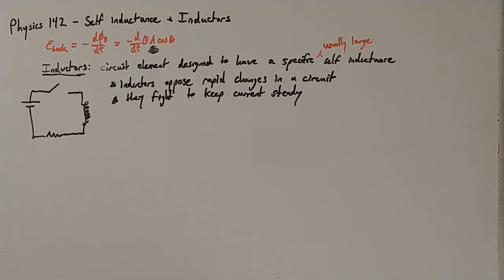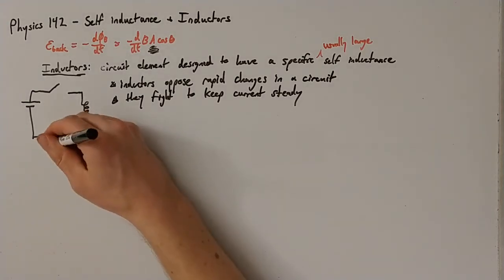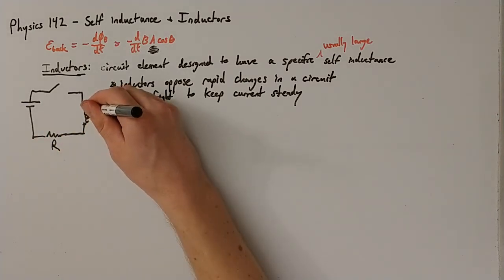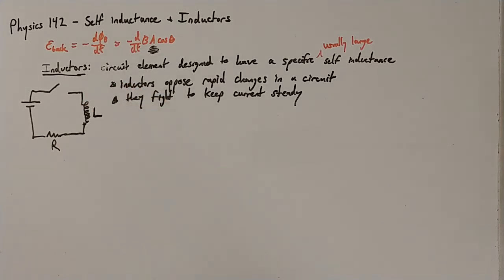The symbol for an inductor: if resistance is R, inductance gets the symbol L. And it would be nice if we could quantify this a little better, if we could actually define L a little bit quantitatively. The way we do that is, well, we know that the back EMF, the self-inductance, depends on change in flux.